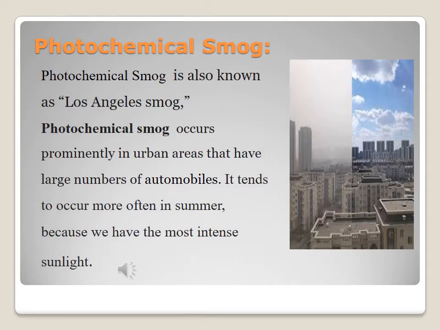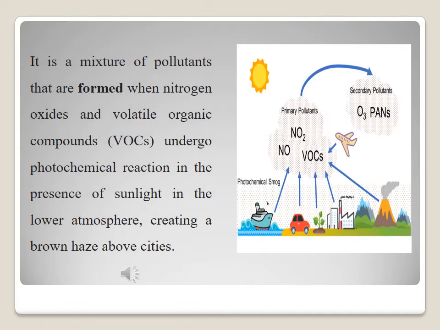In the 1950s, a new type of smog known as photochemical smog was introduced. Photochemical smog is also known as Los Angeles smog. It occurs predominantly in urban areas that have a large number of automobiles. It tends to occur more often in summer because we have the most intense sunlight in this season. It is a mixture of pollutants that are formed when nitrogen oxides and volatile organic compounds undergo photochemical reactions in the presence of sunlight in the lower atmosphere, creating a brown haze over cities.